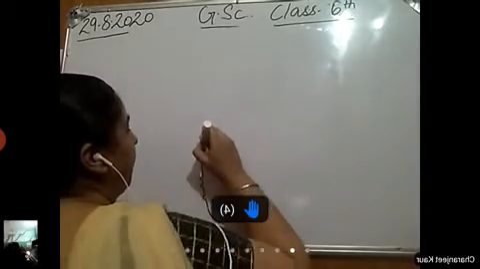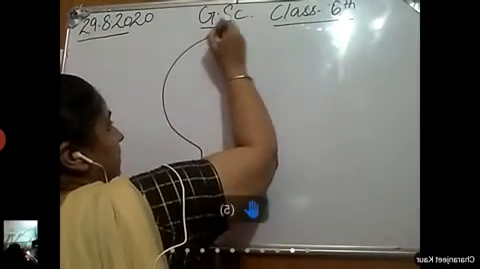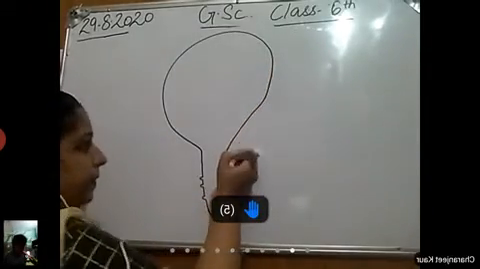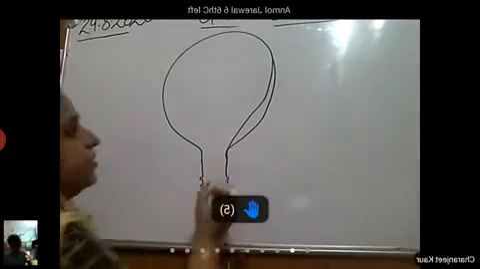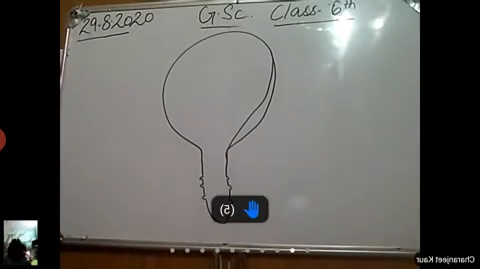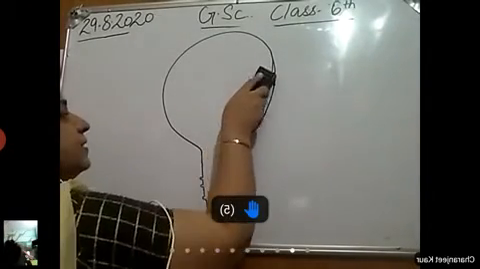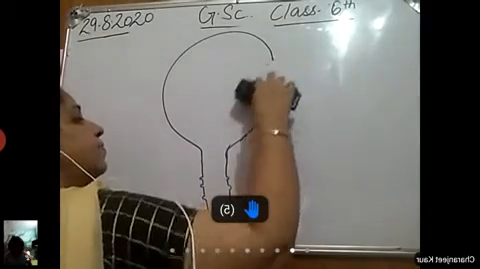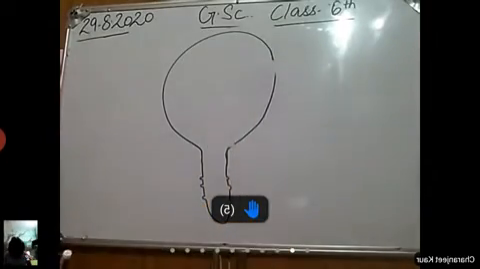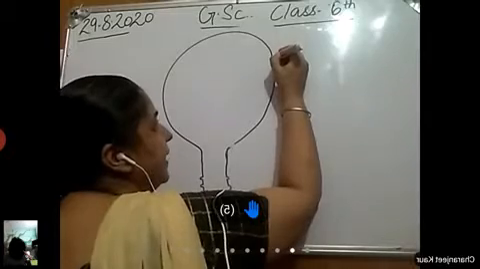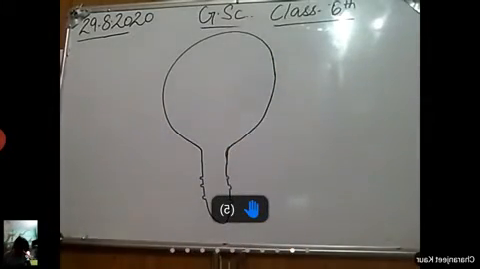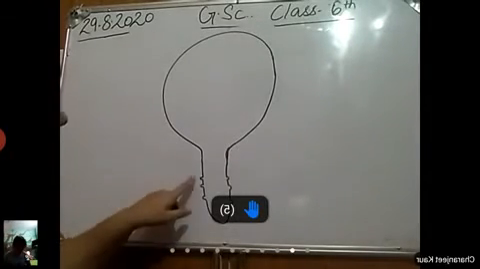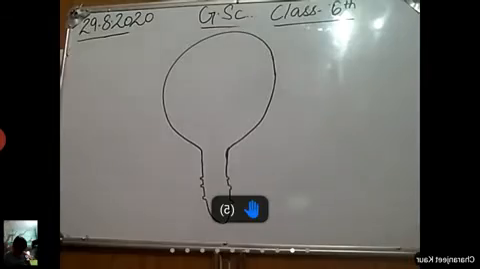now draw the bulb. This is a bulb. Like this you have to draw, right? You can draw the bulb like this. This upper part of the bulb is made up of very thin glass, very fine glass, right? And this thin glass rests on the metal case.